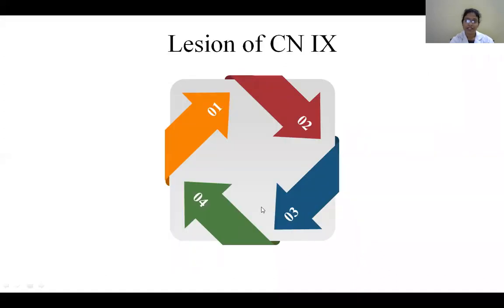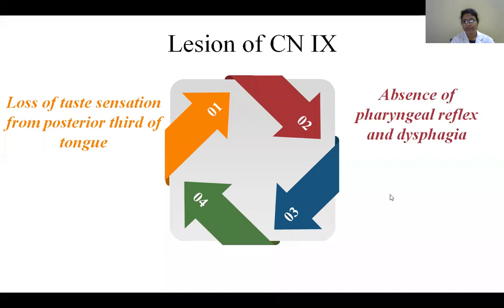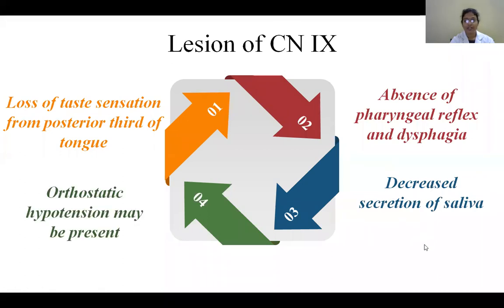So whenever there is lesion of the glossopharyngeal nerve, you will see that there is loss of taste sensation from the posterior third of the tongue. There is absence of pharyngeal reflex and also dysphagia, because it supplies the pharyngeal muscles, and pharyngeal muscles play an important role in deglutition. As it is associated with the salivary glands, lesion of glossopharyngeal nerves will be associated with decreased secretion of saliva.